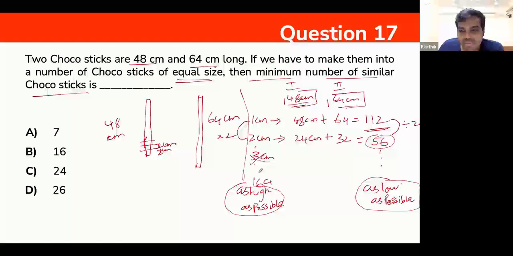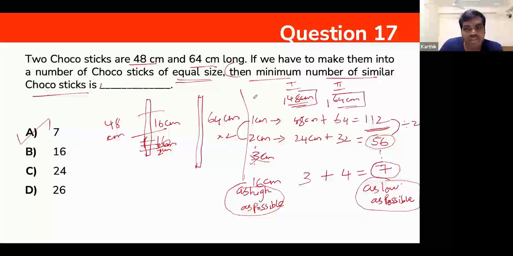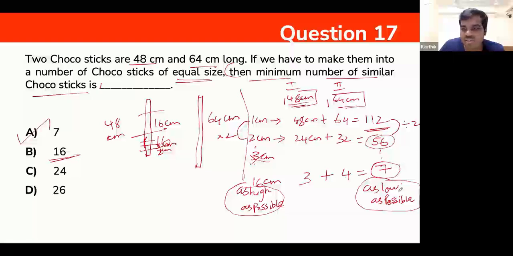If I break these sticks at 16 centimeter each, how many sticks will I get? 16 into 3 is 48 and 16 into 4 is 64. Totally I'll get 7 sticks. And this is the question: minimum number of choco sticks is 7. You should not mark 16. Read the question. If they ask what is the length of each broken stick, then it is 16. But if they ask what is the minimum number of similar choco sticks, it is 7.